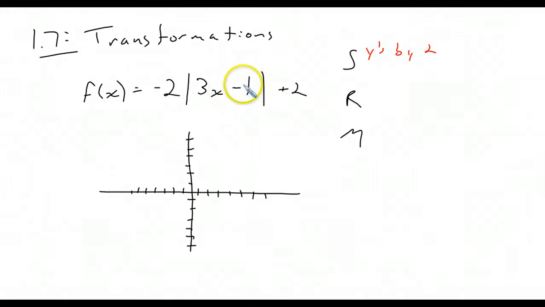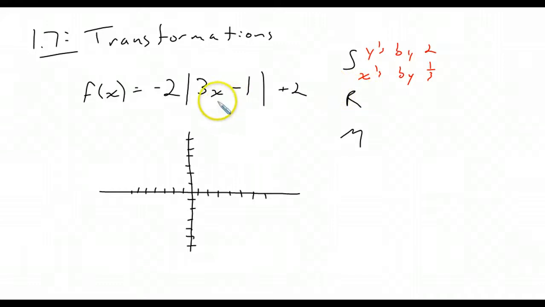So like this -1, we're actually going to move it to the right one. Now this 3x, the opposite of multiplication is division, so I'm going to actually multiply my x's by 1/3. So that's like I'm dividing by 3. Okay, so there's my stretching or shrinking. I've taken care of these two things.